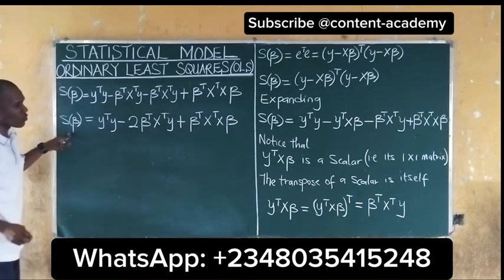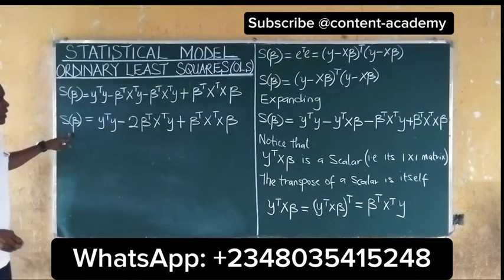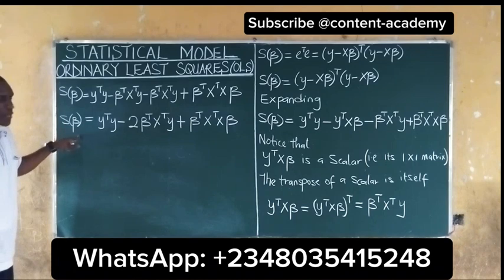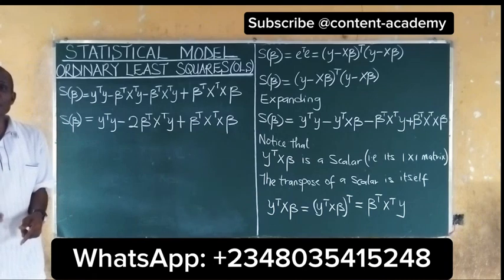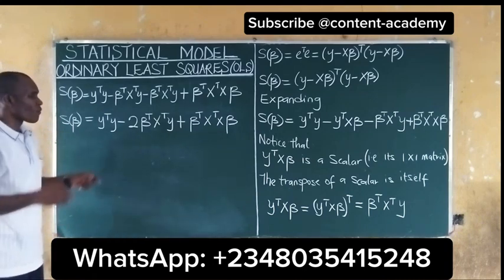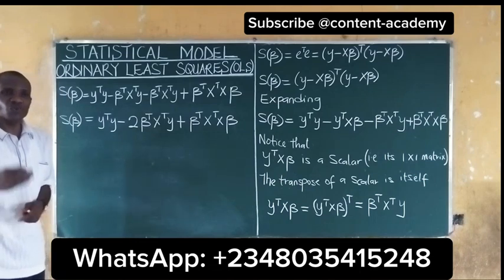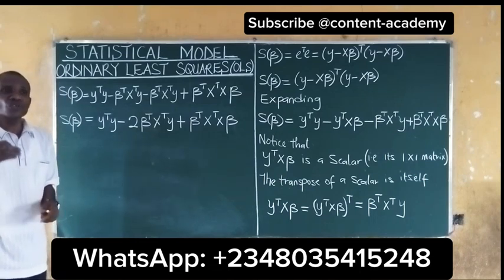So our objective function is this. Now, we are looking for a way to find the estimate of b. How do we obtain the estimate of b? That is what we are looking for. The next thing to do is to differentiate and equate to 0. For us to minimize any function, we differentiate and equate to 0.